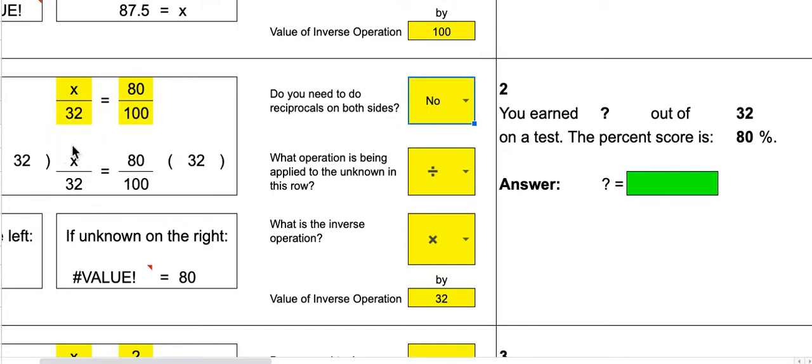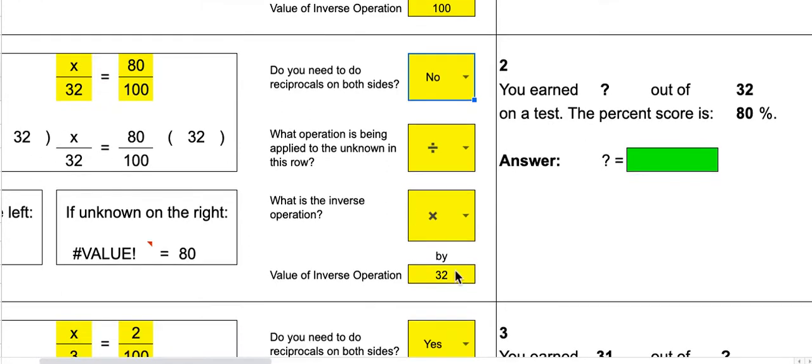Okay, so I'm getting x by itself. So what's being done to x? It's being divided by 32. What's the opposite of dividing by 32? It is multiplying by 32. Okay, so I'm multiplying by 32. Am I allowed to do that on one side or do I have to do it on both sides? I have to do it on both sides.